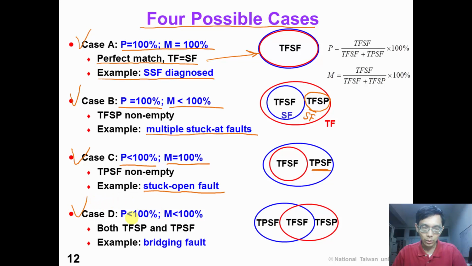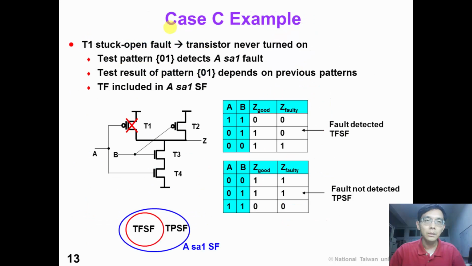For case D, where both P score and M score are less than 100%, we see non-empty TPSF and TFSP. One possible explanation is bridging fault.